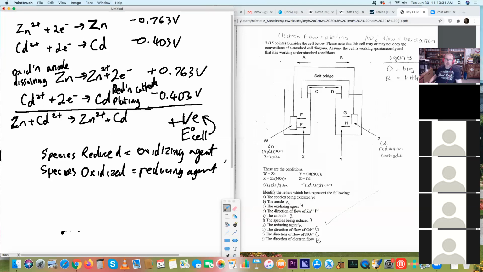But the zinc is being oxidized. Now, the species being reduced here is causing the oxidation of the zinc. Likewise, the species being oxidized is causing the reduction of the Cd2+. So the result is that whatever's being reduced is the oxidizing agent. Whatever's being oxidized is the reducing agent. I know it sounds confusing. That's why I left it to the end, but that's what we call them.